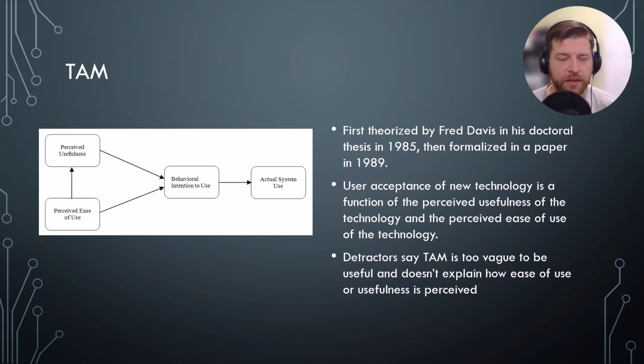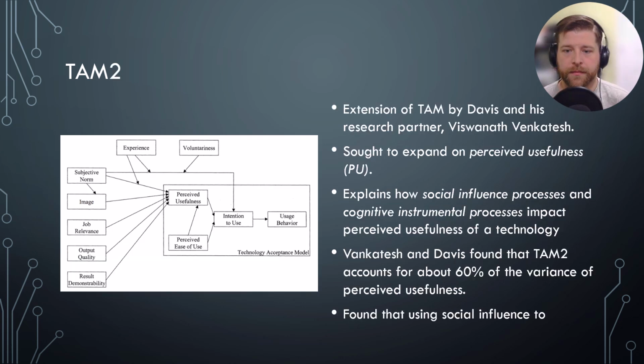Detractors say that this is too vague of a framework to actually hold any explanatory power. You're basically saying that someone will use my technology if it's easy to use and it helps them, which is obvious to say on its surface. Despite the detractors, it's still a powerful explanatory model that's used in a lot of studies to this day to explain why certain technologies are adopted and others aren't. But in order to improve on its explanatory power, researchers extended TAM to create TAM2.